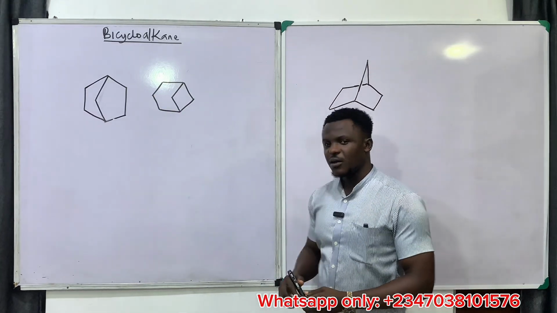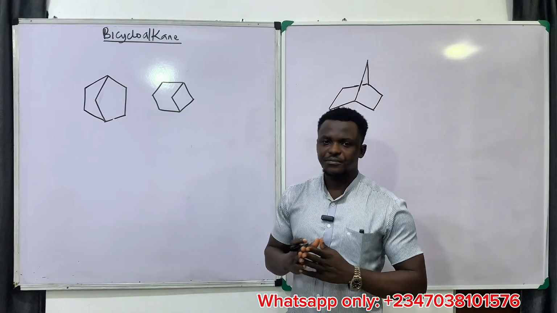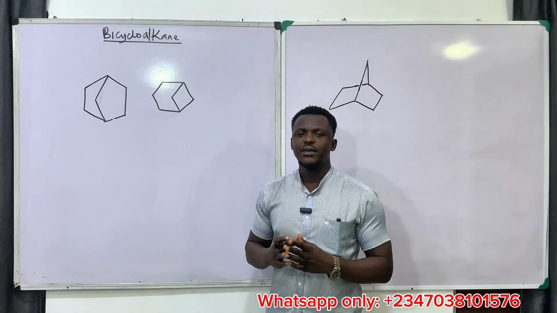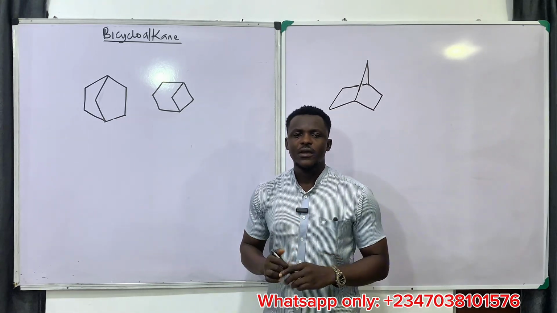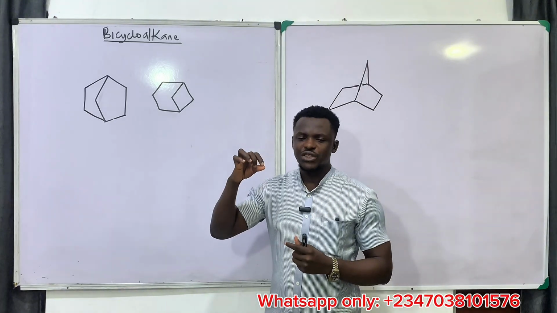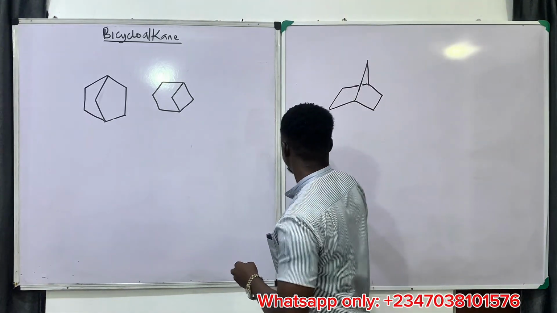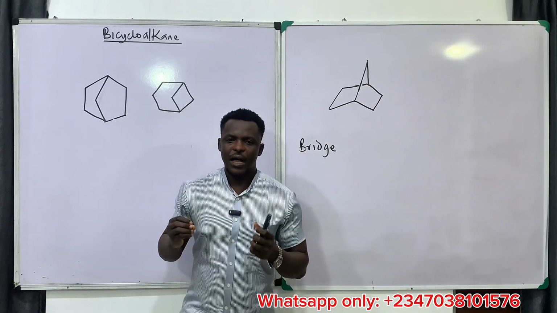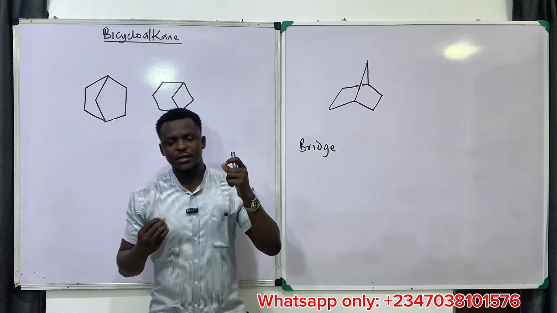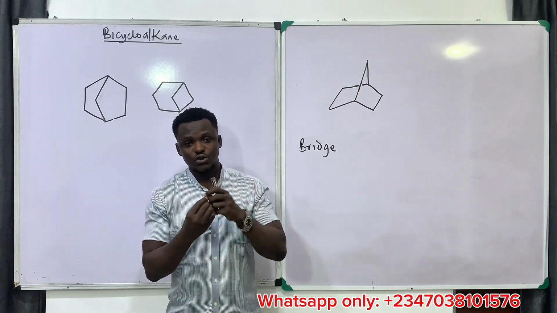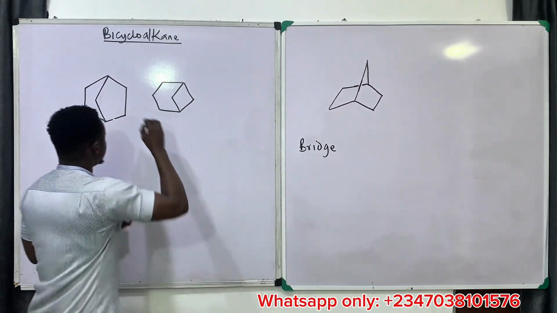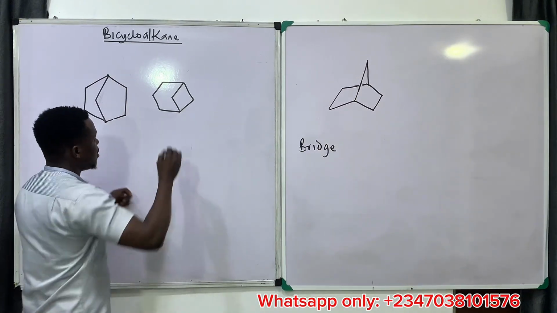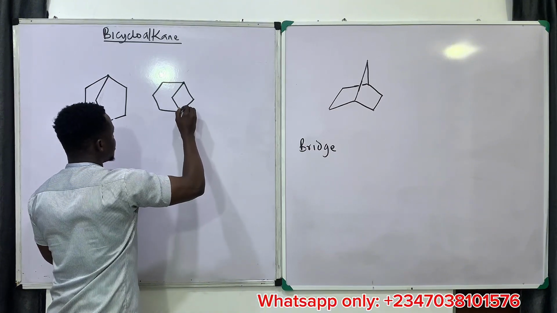So how do we name bicyclo? Let me give us a clue. In a bicyclo compound, like I said, bicyclo simply means two rings coming together to form one. There will always be a bridge carbon. Bridge carbons are the two carbon atoms where the two rings join together. If you look at this one, this is a bridge carbon and this is a bridge carbon. Here also, this is a bridge carbon, and this is a bridge carbon.